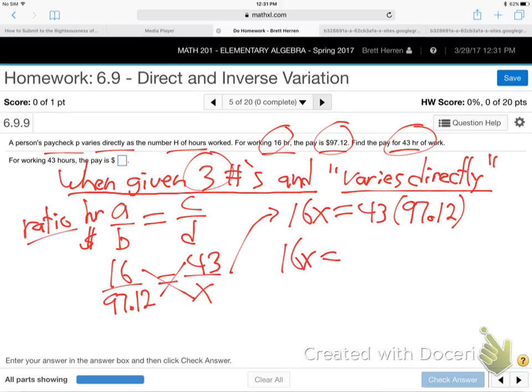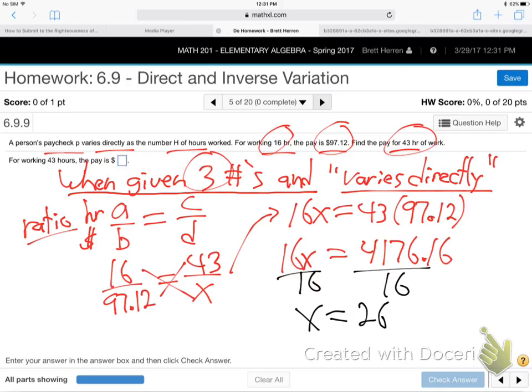What's 43 times 97.12? 4176.16. Yep. And then last step to solve for x. Divide by 16. 261.01? Is that the answer? That's her paycheck.